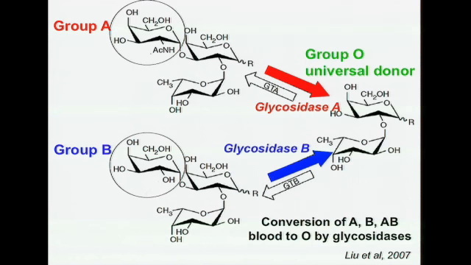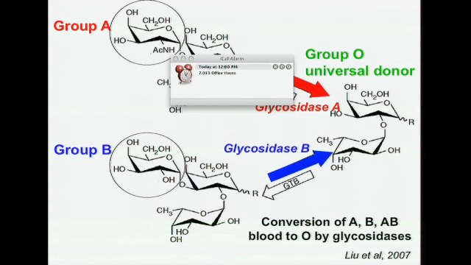Here's a different representation of the sugars on blood types. Here's group A and group B. And there are enzymes. There you see, office hours. I'm not kidding. It's on my calendar.